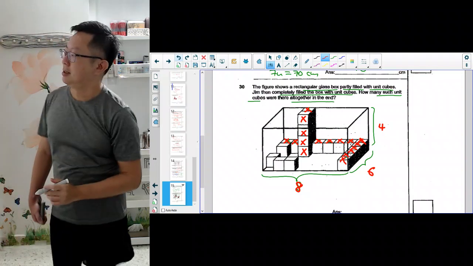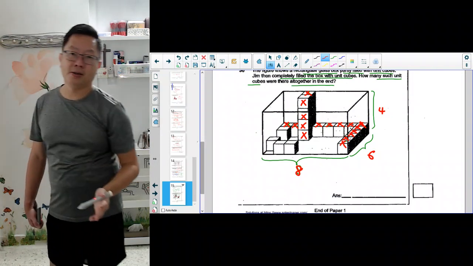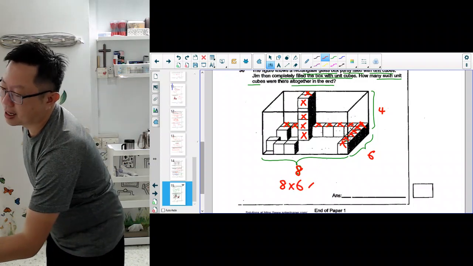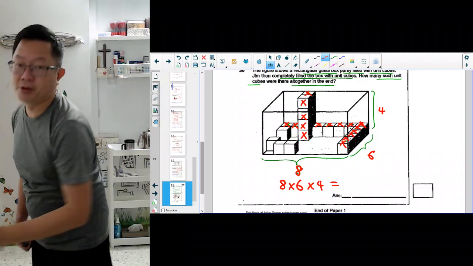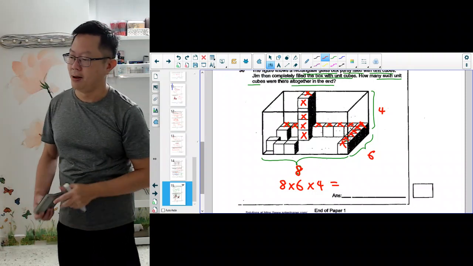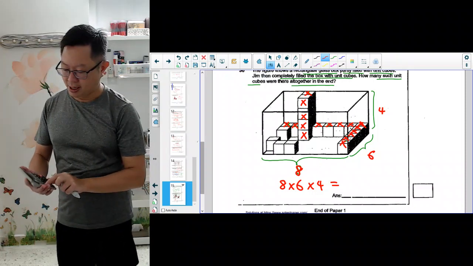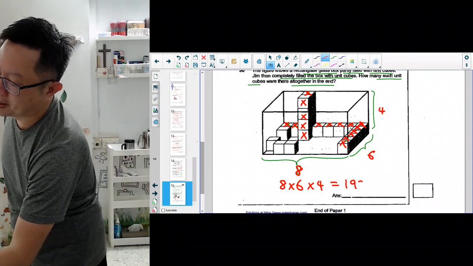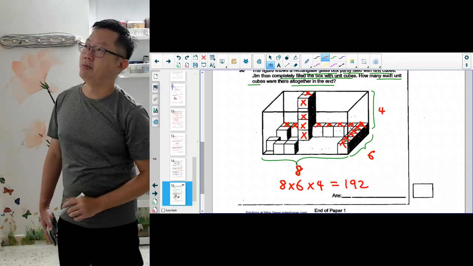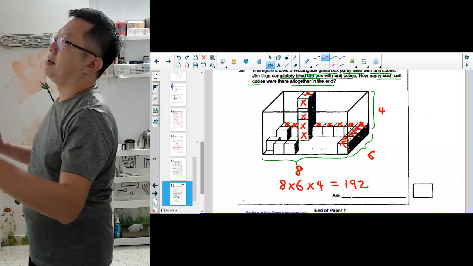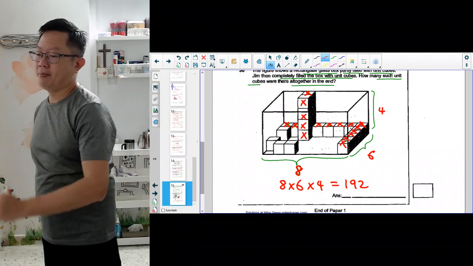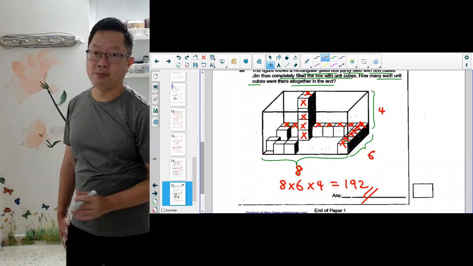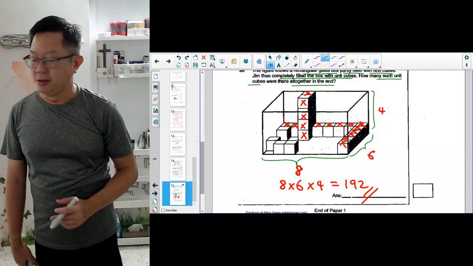So in total, how many cubes can fill the whole box? You take length times breadth times height. That will give you the total cubes that can fill the whole box. And what will you get? 8 times 6 times 4. You can have a total of 192 cubes. So after Jim had put in some more cubes, how many cubes are there altogether in the box now? It is 192 cubes. Alright, so that's how you do this question.